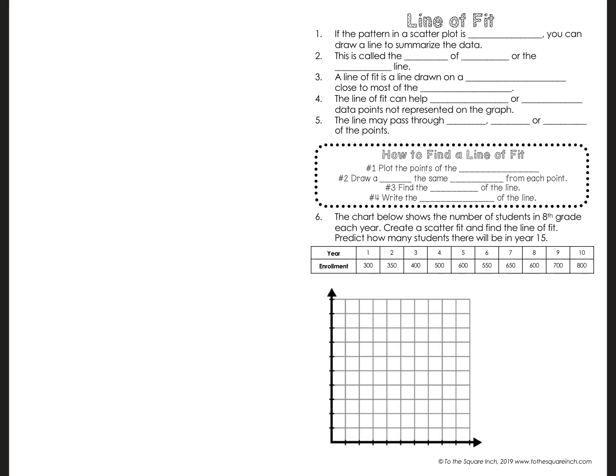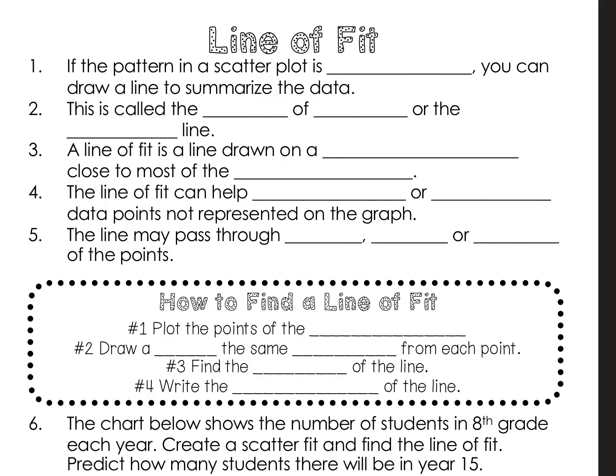Today we will learn about the line of best fit or trend line. If the pattern in a scatter plot is linear, you can draw a line to summarize the data. This is called the line of fit or a trend line. A line of fit is a line drawn on a scatter plot. It is close to most of the data points.